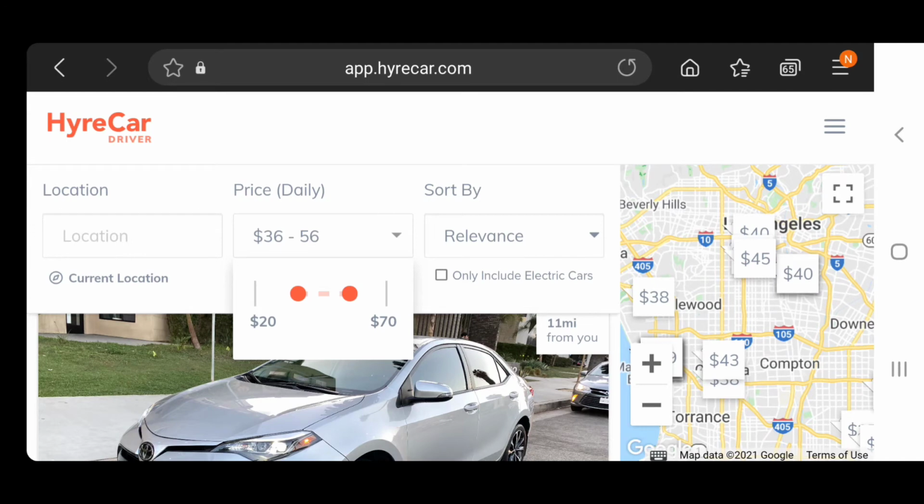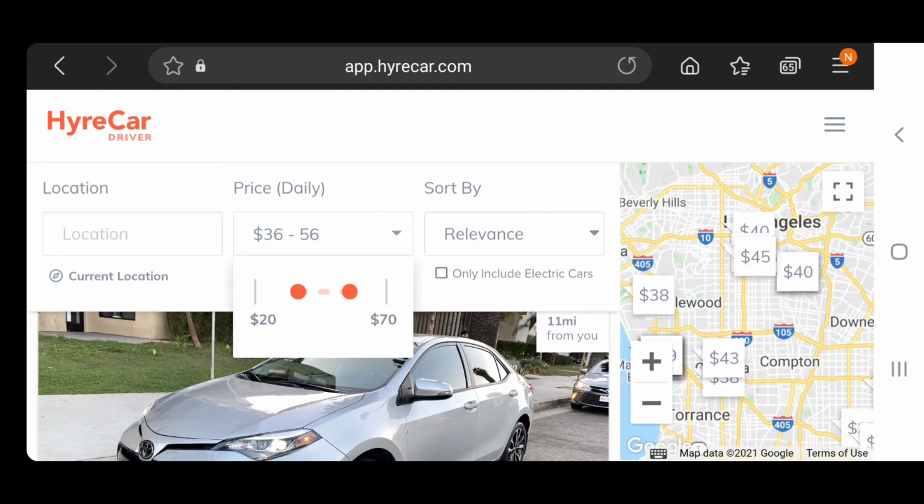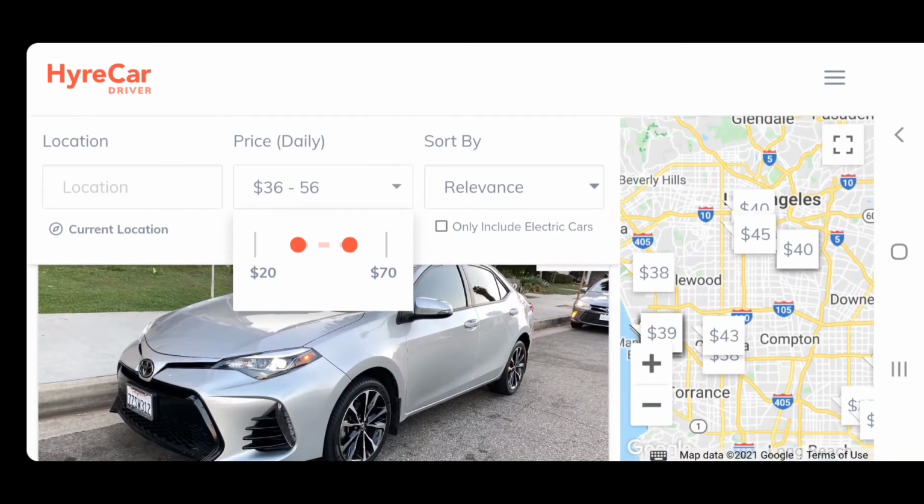So even if you have no cars and you're thinking about purchasing a car to add to HyreCar, or you already have cars and you're about to add yourself to HyreCar, or you're already on HyreCar and you have cars, this is just a good tip to understand what type of cars you should acquire, what type of cars you should add to the HyreCar platform, and who's your competition. Do your best to make your listing the best it can possibly be, in the most positive way.